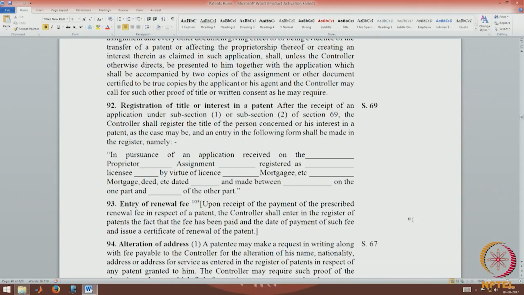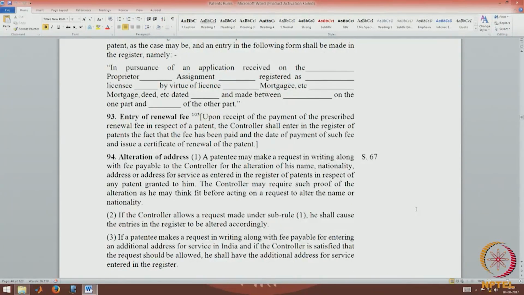In pursuance of an application received on the dash proprietor dash assignment registered as dash licensee dash. So, you will change this according to if it's by virtue of a license, you will strike off the other parts, you will not say by mortgage, you will say by virtue of a license dated and made between dash on one part and dash on the other. So, this is the form in which there will be an entry in the register to show that the new assignee or the new licensee is now entitled to a right by virtue of the document that is mentioned.